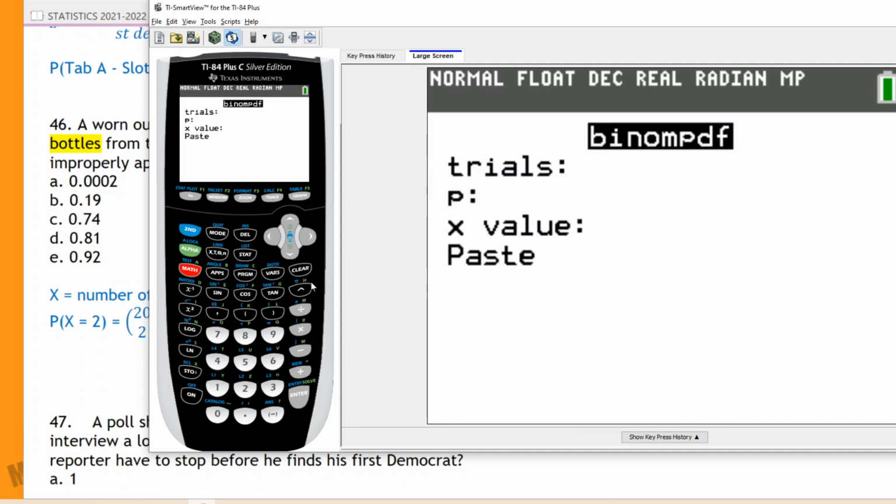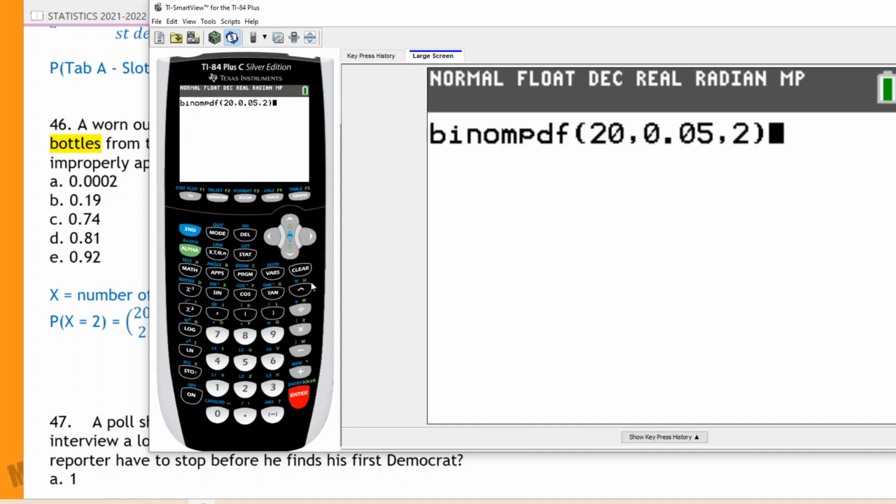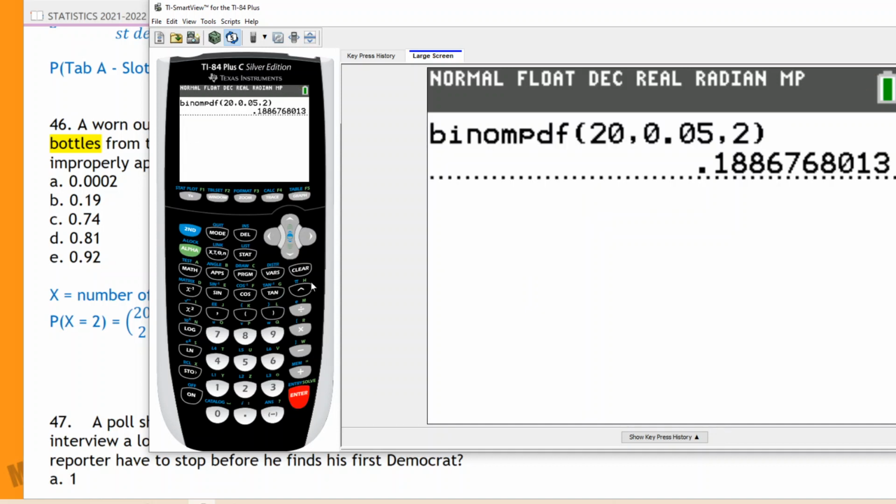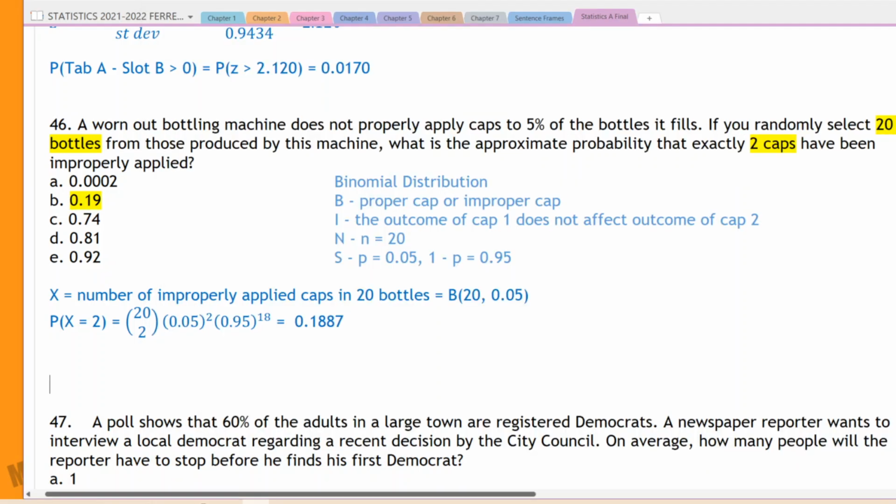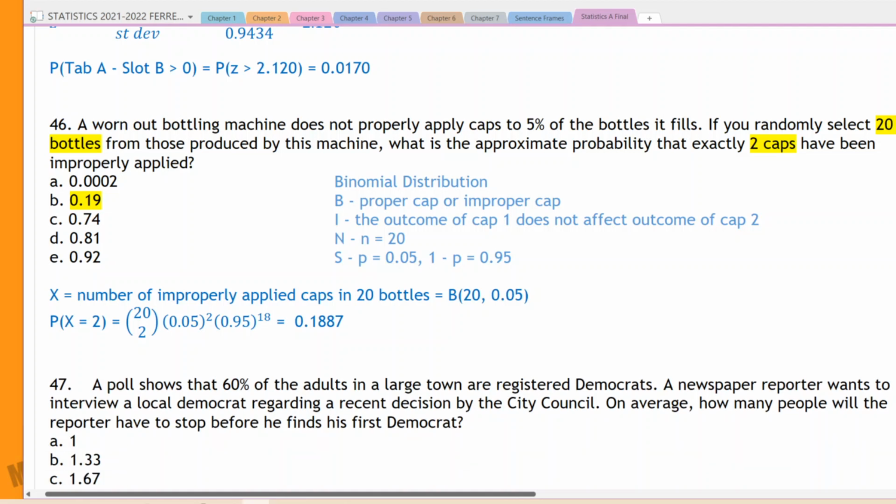20 trials, probability of success is 0.05. I'm putting that in the wrong place. Hold on. There we go. 20 trials, 0.05 for the probability of success, and the x value is 2. And that gives us the number 0.1887, which means that B is our correct answer here for question 46.